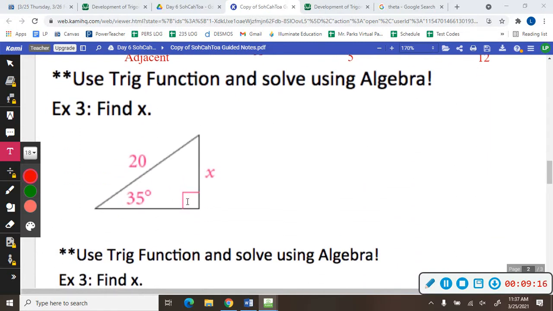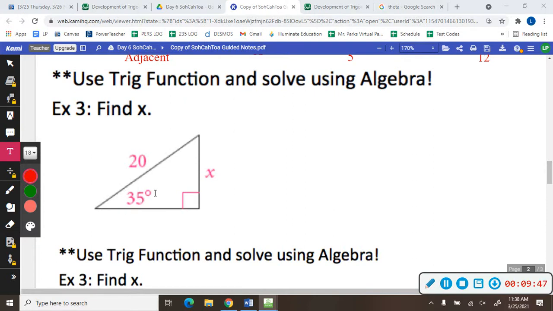We have a right triangle. We know this angle is 35. We know the hypotenuse is 20. And they want us to find x. Now we can't use Pythagorean theorem to find this, because we would have to know this side too. So this is how you find a side, a leg, if you don't know the other pieces of information. Because to use Pythagorean theorem, you have to know 2 out of 3 of the sides.